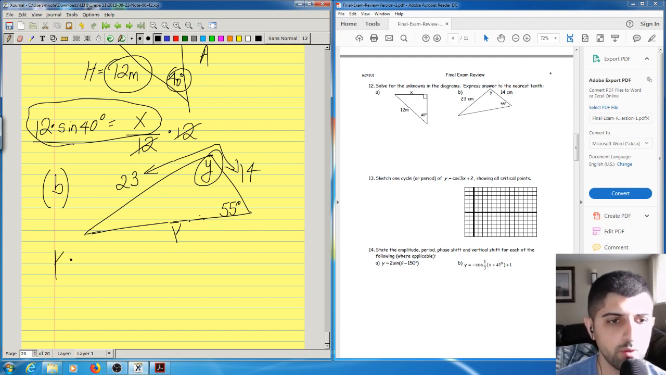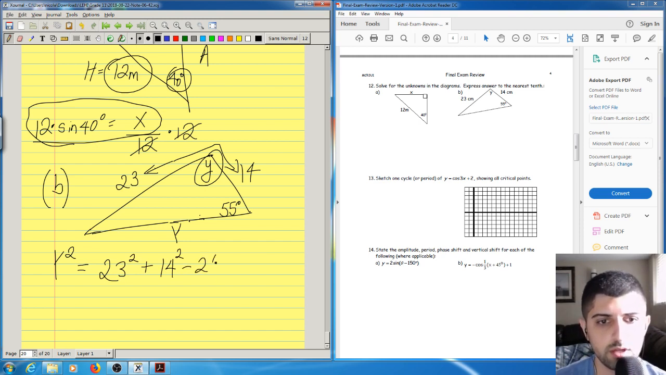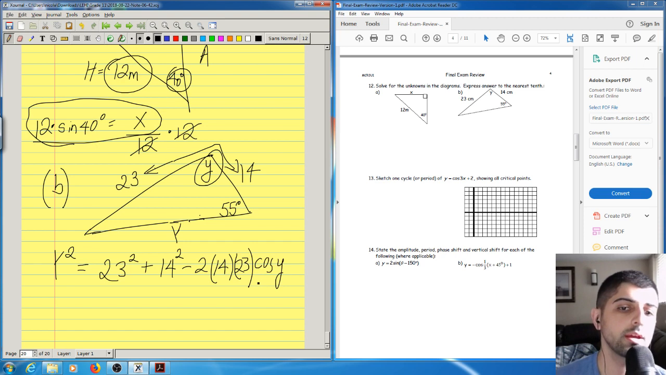Okay. So here's how cosine law would work. I would basically write the opposing side length squared equals 23 squared plus 14 squared minus 2 times 14 times 23 times cosine y. Now, I have two unknowns in a single equation. This isn't going to work.